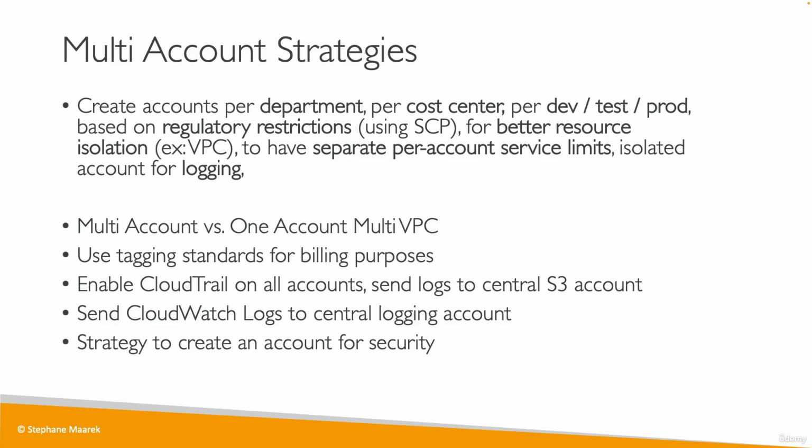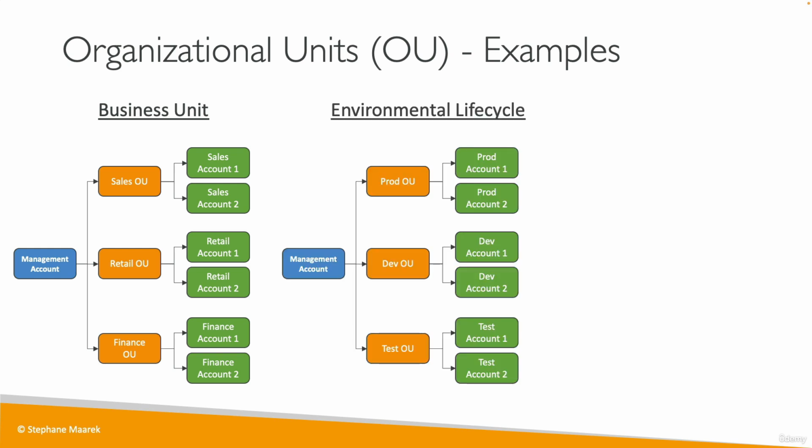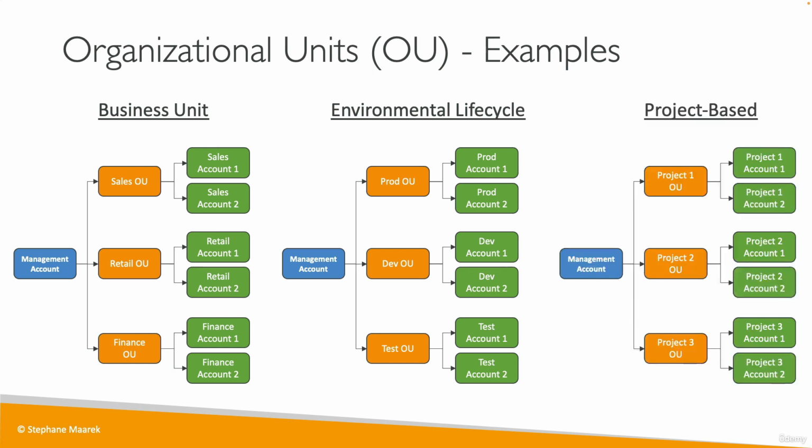It's up to you and your architecture to decide what you want to do. So you have a business unit type of OU. So we have management accounts, then an OU per business unit, and then maybe multiple accounts within each business unit. You can also get, for example, a management account and then dev, test, prod types of OUs. And then you can also get project-based types of OUs. It's really up to you to decide, but this just gives you a few ideas.